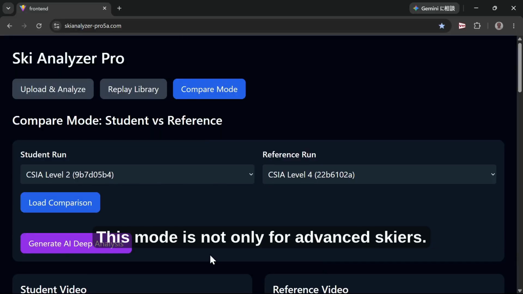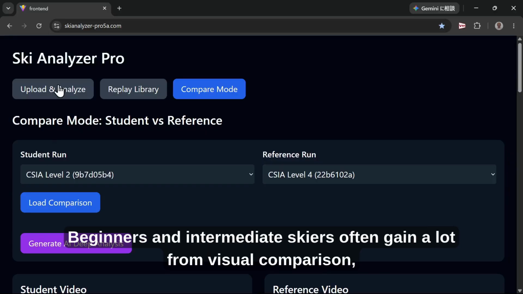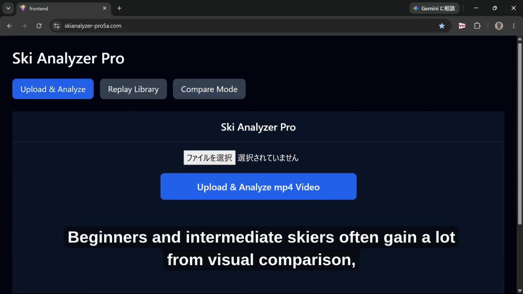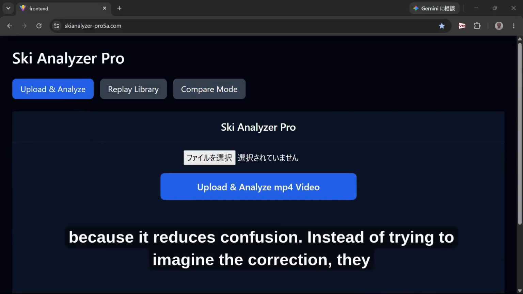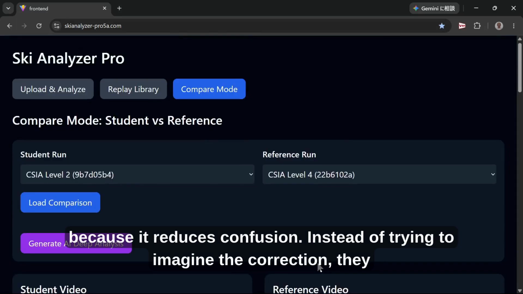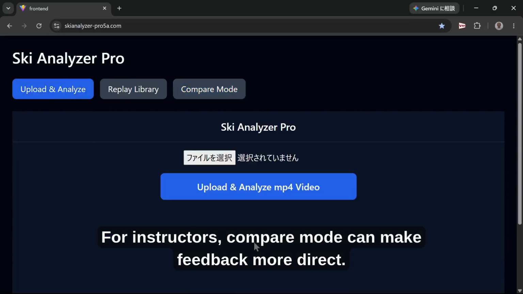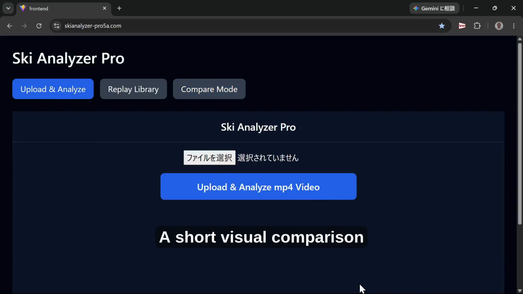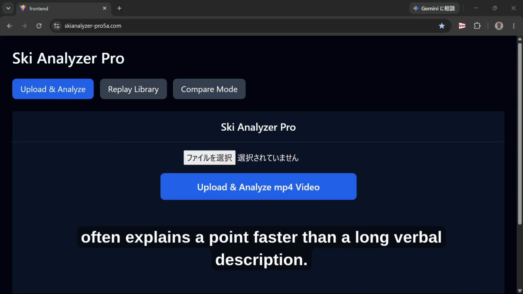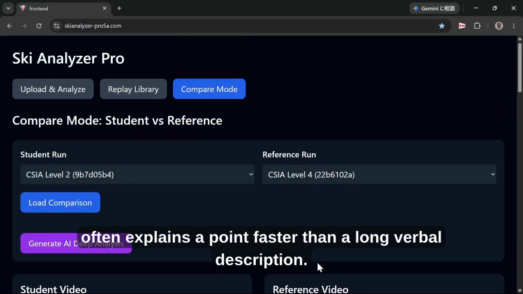This mode is not only for advanced skiers. Beginners and intermediate skiers often gain a lot from visual comparison because it reduces confusion. Instead of trying to imagine the correction, they can see the gap between their current movement and the target movement. For instructors, compare mode can make feedback more direct. A short visual comparison often explains a point faster than a long verbal description.